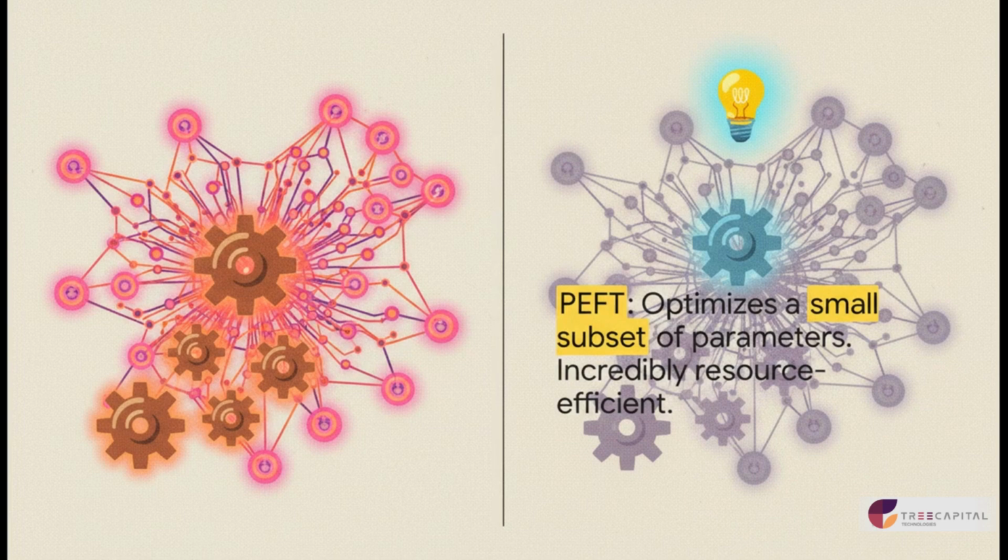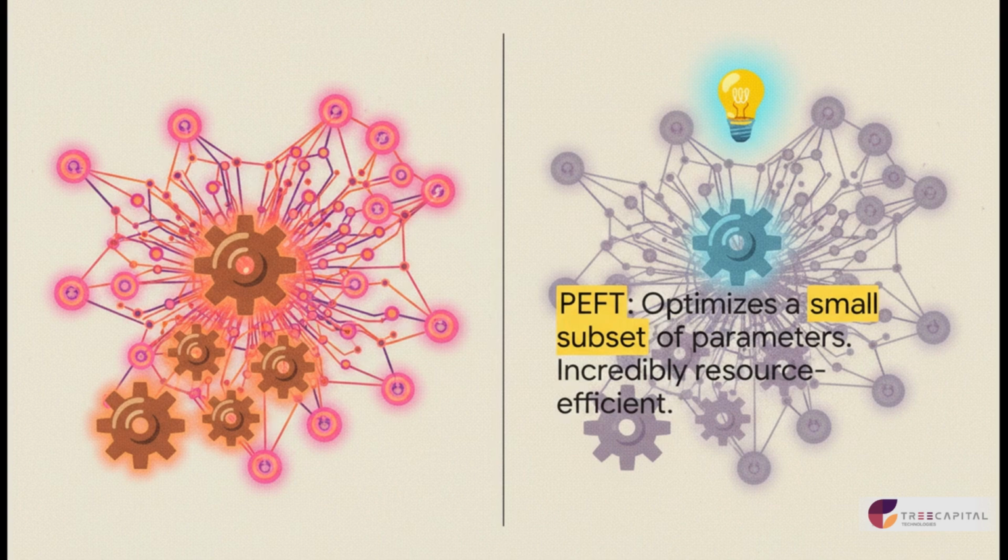So, you've got your model. Now, how do you make it your model? Well, you've got two main options. Full fine-tuning is kind of the brute force method. You're tweaking every single part of the engine. It works, but man, it takes a ton of computing power. For most businesses, the smarter play is something called PEFT, or Parameter Efficient Fine-Tuning.